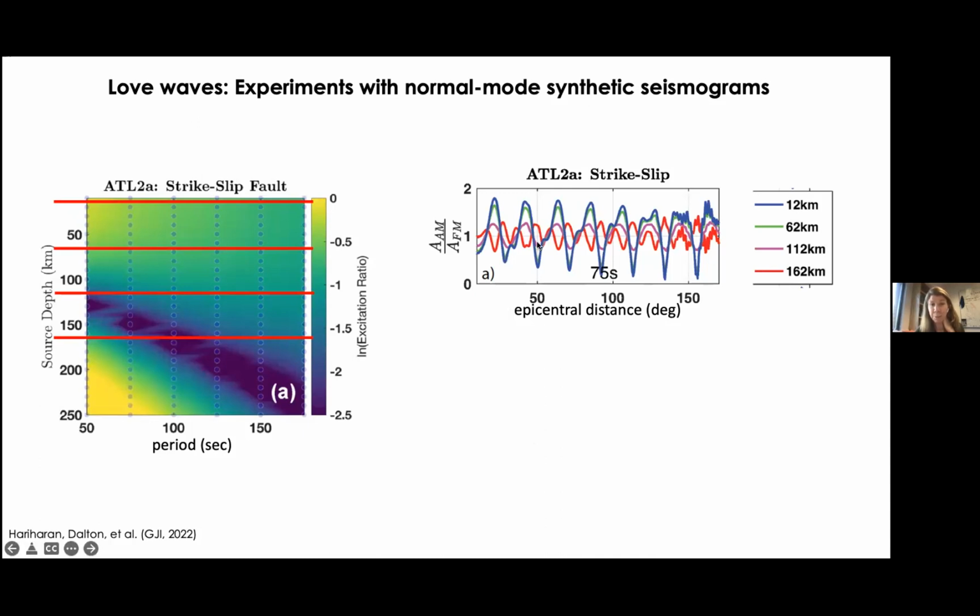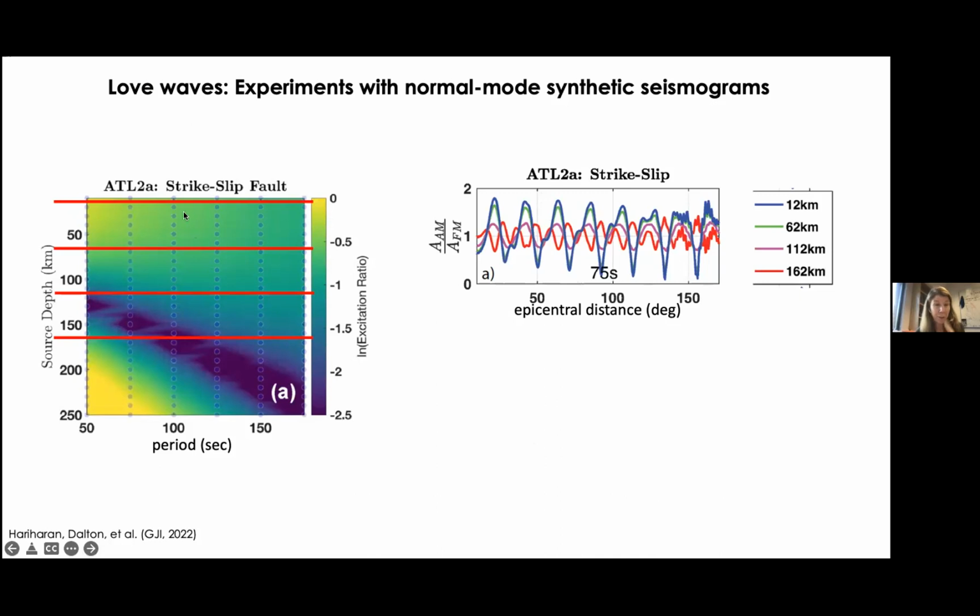But this is for a strike slip earthquake. These are 75-second amplitude measurements. And again, it's this interference pattern where I plot the amplitude measured from the all mode synthetic over that measured from the fundamental mode synthetic. And then we've done it for earthquakes at 4 different depths: 12, 62, 112, and 162 kilometers.